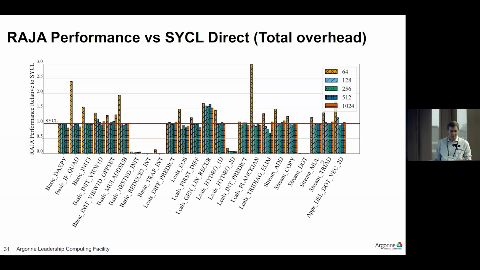The other two here are Hydro 2D and Nested Init. These are multi-dimensional or multi-level loop nests getting mapped to a kernel. Our performance is low here because we are making things fit properly in the ND ranges that we're setting up, so we're doing some extra calculations. With these, we're in an outer loop running repetitions, so we end up paying that price over and over.